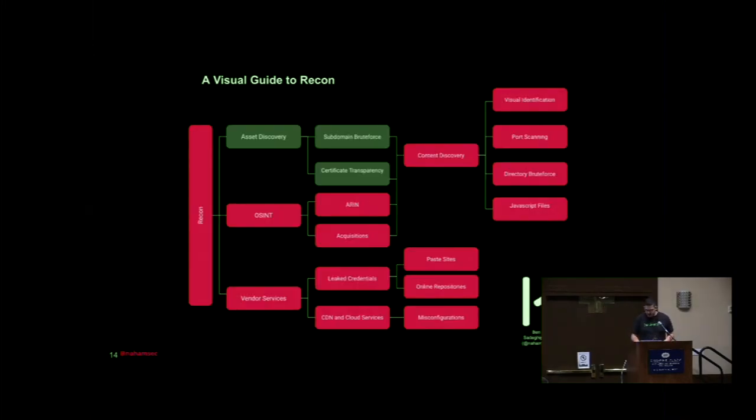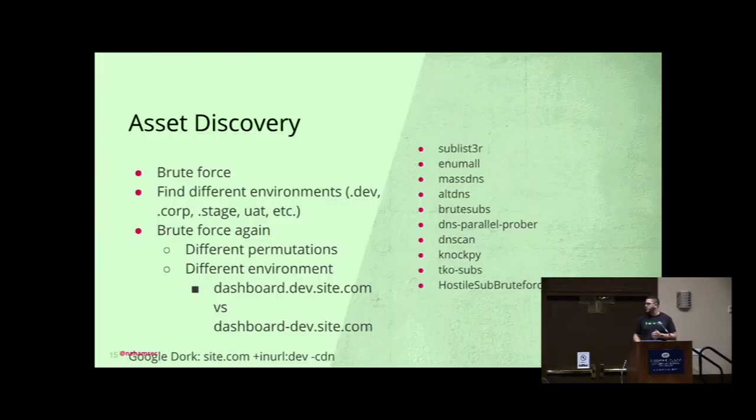So asset discovery. For this chapter of the talk, we'll talk about asset discovery through subdomain brute force and certificate transparency. So this was all in the part of the talk, but there are more methods and more things added to it.